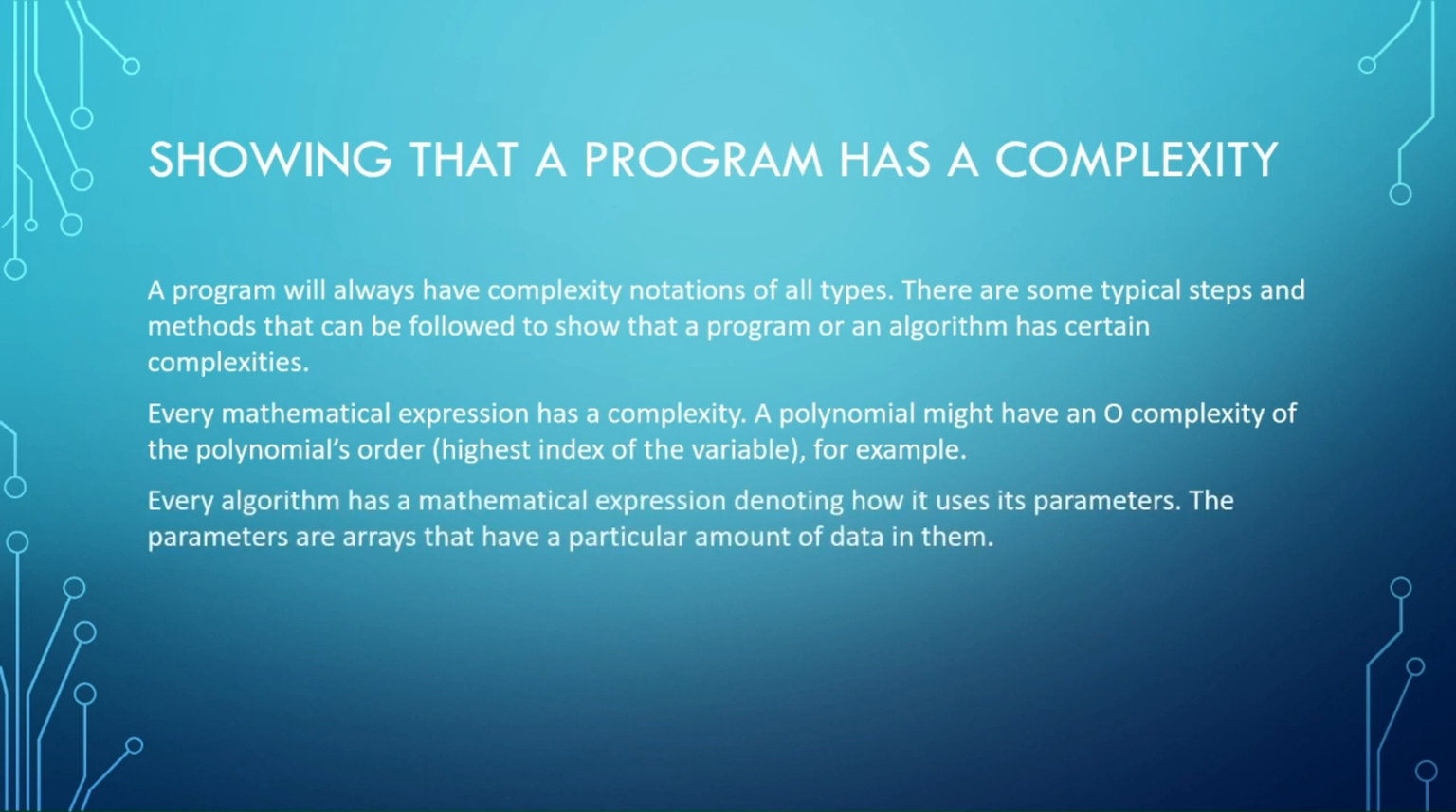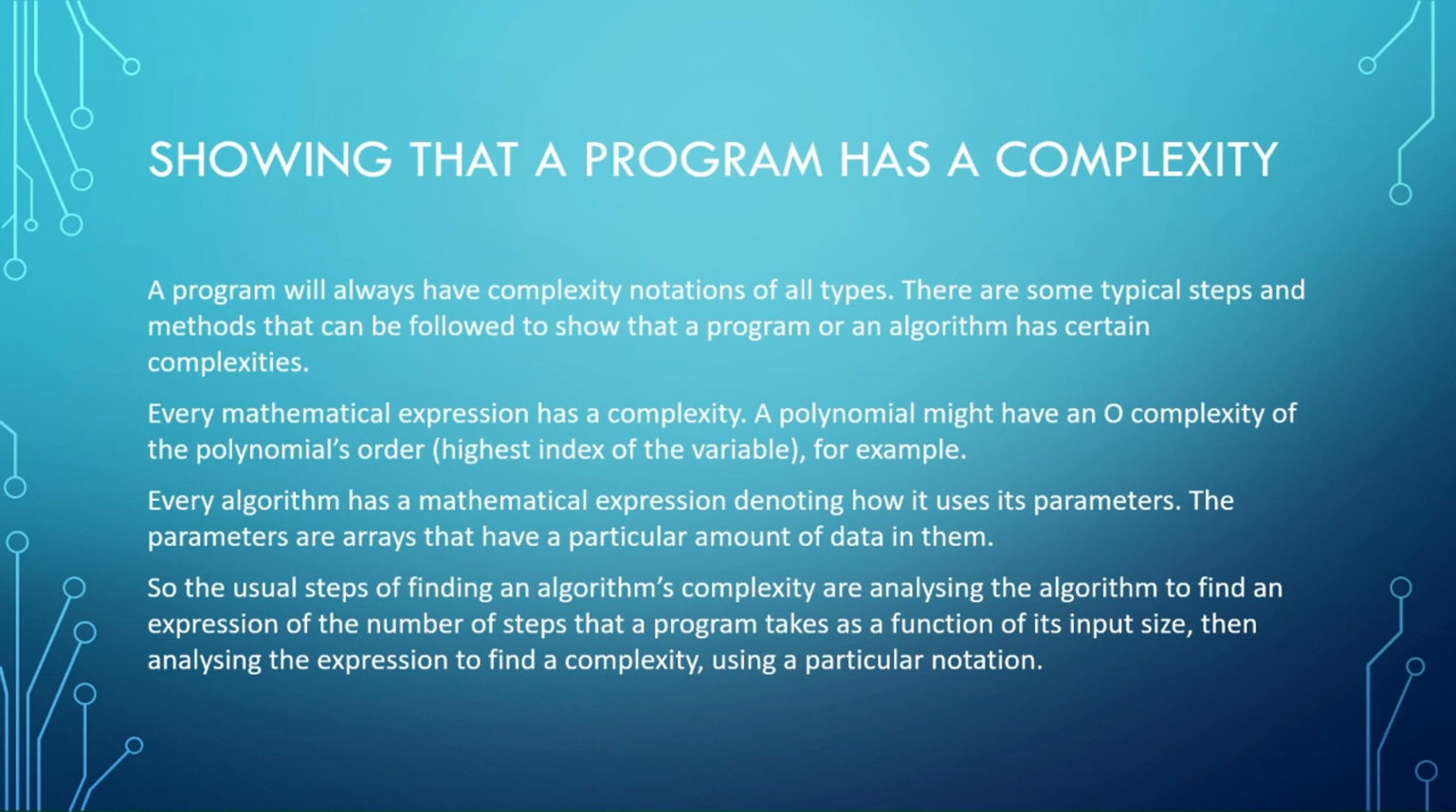So every algorithm has a mathematical expression denoting how to use parameters. So in the second paragraph we say every mathematical expression has a complexity. Now we're saying every algorithm has a mathematical expression. So the parameters are arrays that have a particular amount of data. So the usual steps of finding an algorithm's complexity are analyzing the algorithm to find an expression. As we say in the third paragraph, every algorithm has an expression. And then we analyze the expression to find the complexity. So in the second paragraph, every mathematical expression has a complexity. So these are some steps that we can follow to find a complexity.